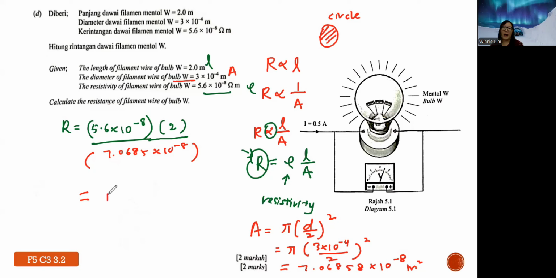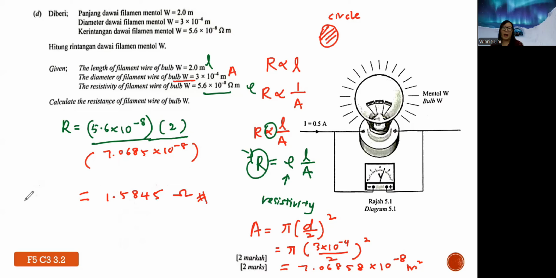Okay, so finally, I actually get 1.584475 58445. You round off to 4 decimal points, then you get this. Then the unit is ohm, of course, because resistance is in ohm.